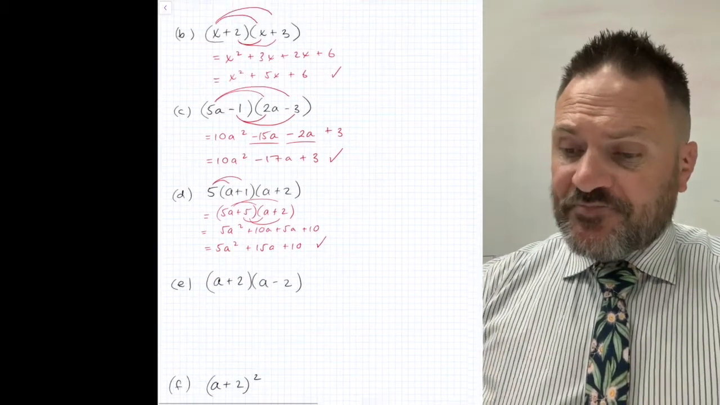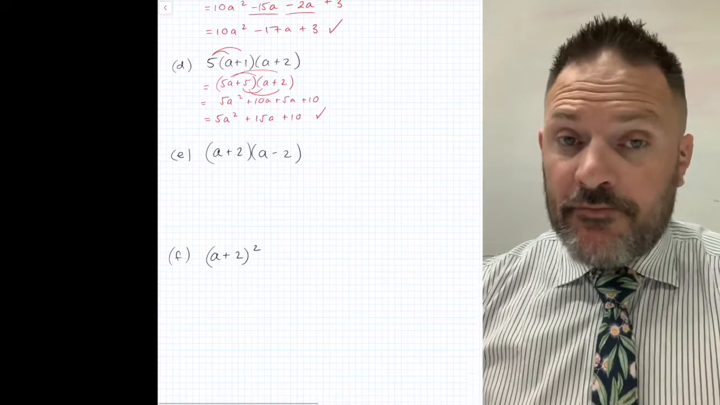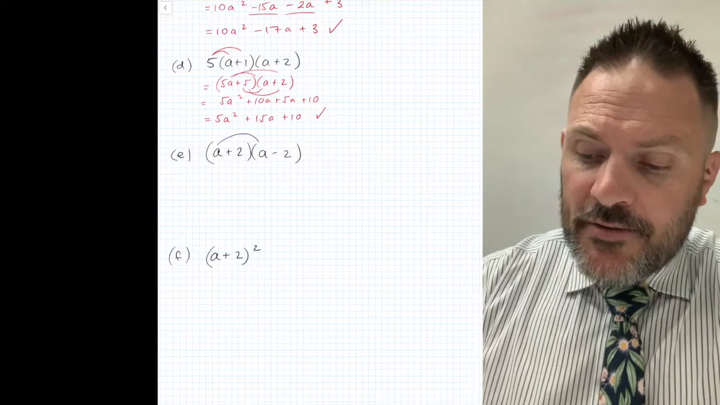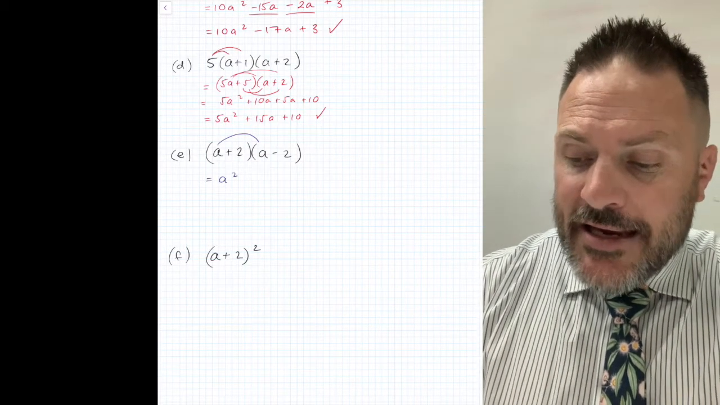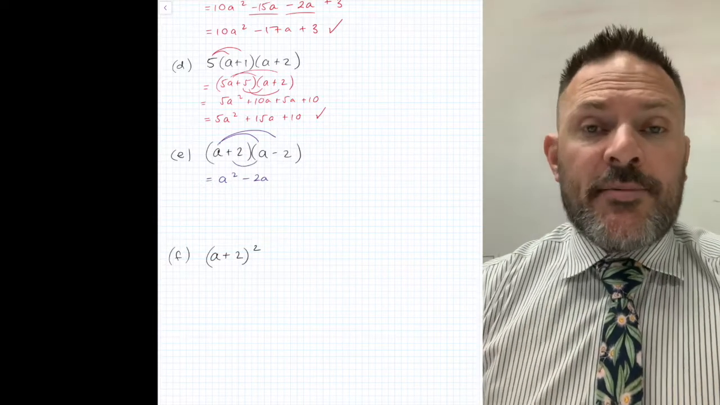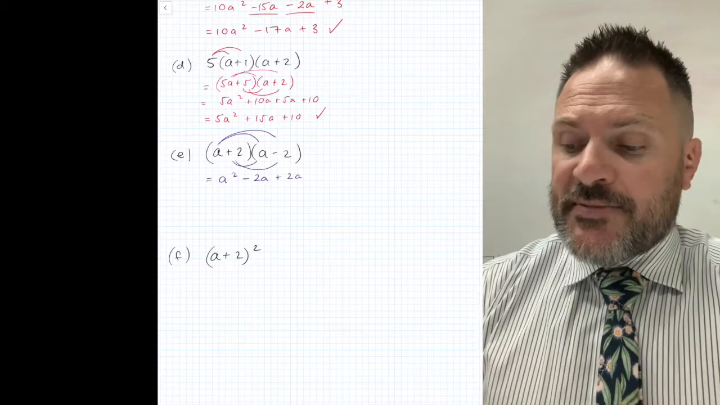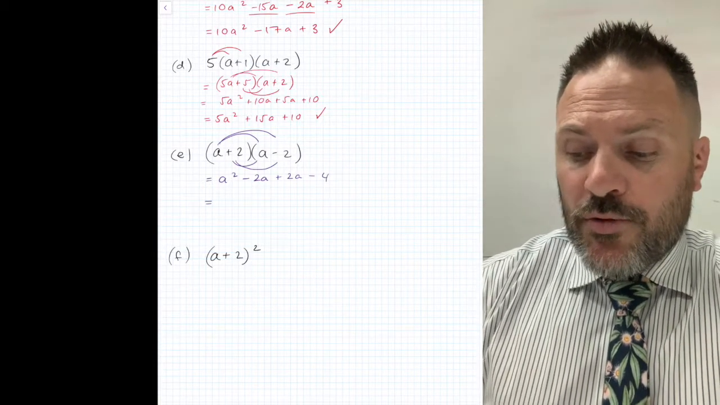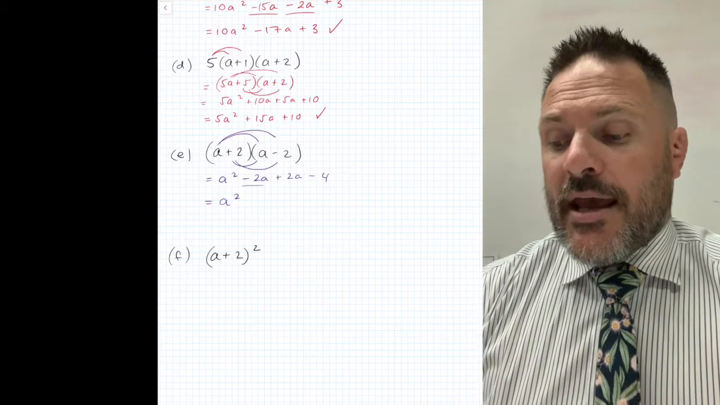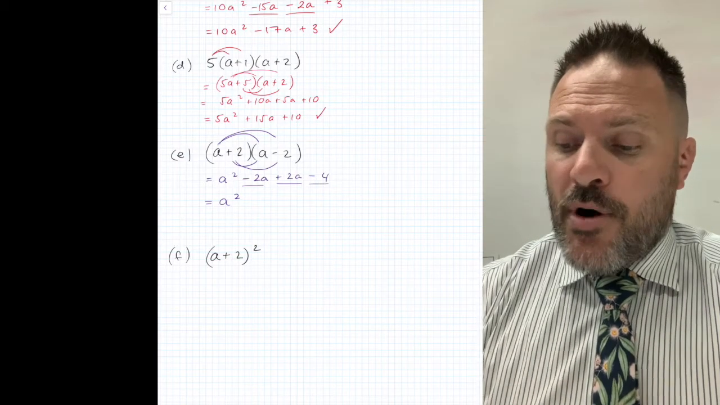The next one, hopefully you might recognize the significance of this next question. If you don't, that's okay, we'll talk about it very briefly. A times a makes a squared. A times minus 2 makes minus 2a. 2 times a makes plus 2a. And then 2 times minus 2 makes minus 4. Now, hopefully what you will recognize when you simplify these together, you have a minus 2a and a plus 2a, which cancels out to 0. And then we have a minus 4.